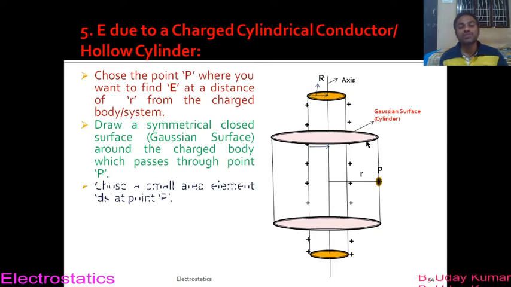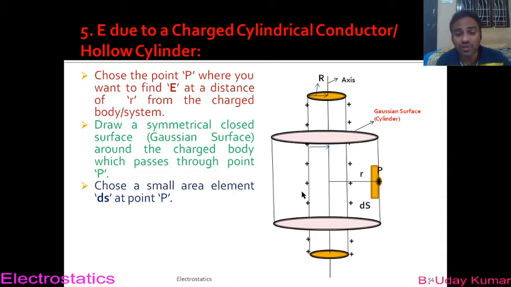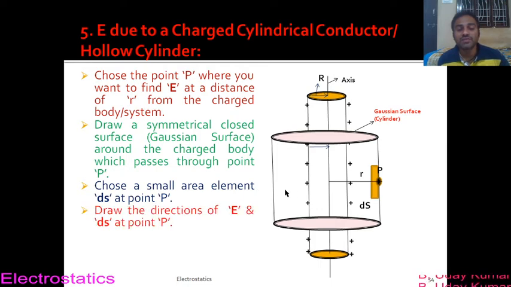Anyway, next point is what we have to choose: a small area element at point P. Okay, so choose a small area element at point P, and that area element here is taken as ds. So this is the small area element that I am choosing at point P. And the next, what else I have to do? I have to draw the directions of electric field intensity and the ds at point P, right? So draw that. So draw the directions of E and ds at point P. And what are the directions at point P? It is going to be outwards. You already know, we have seen the directions of electric lines of forces, right, which are directed outwards.